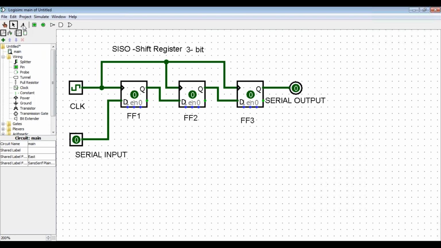Now we are going to give input. I am considering serial input 101. In a shift register, I think you all know, we have two concepts: load and read. In load you have clock, then data. In read you have clock, then output.